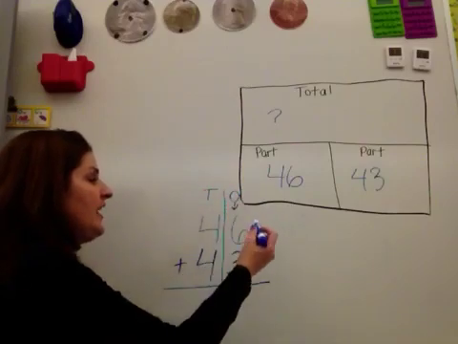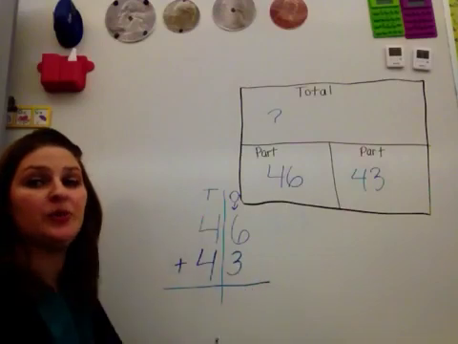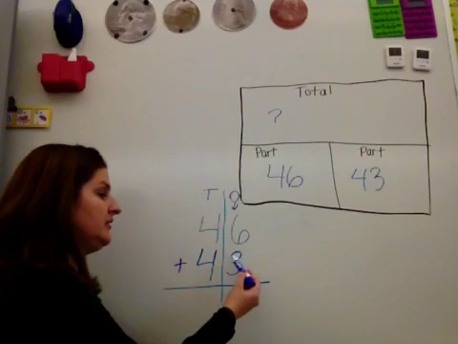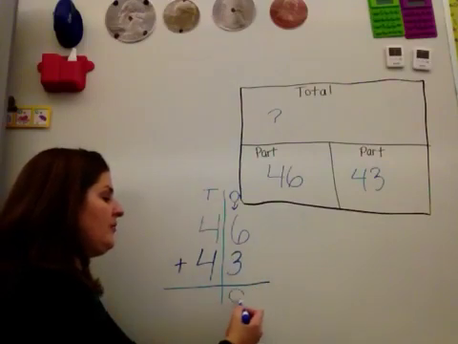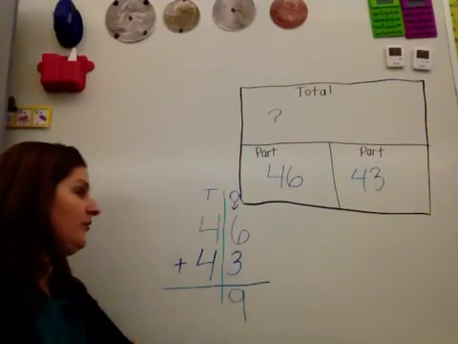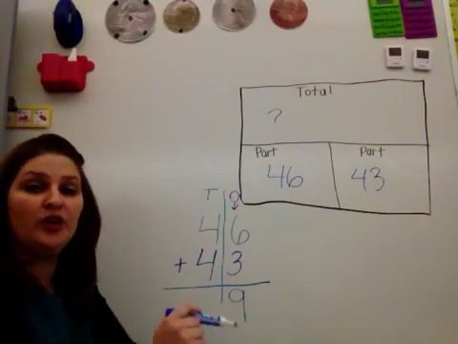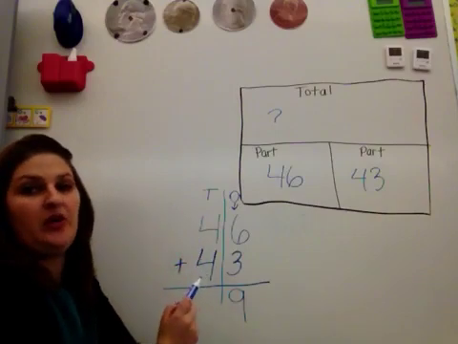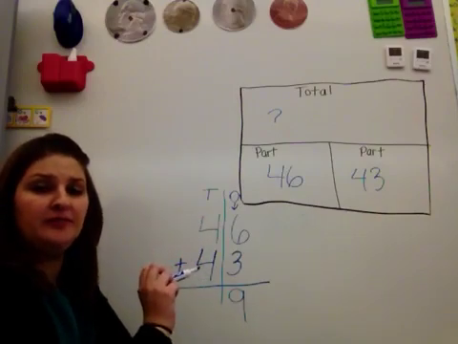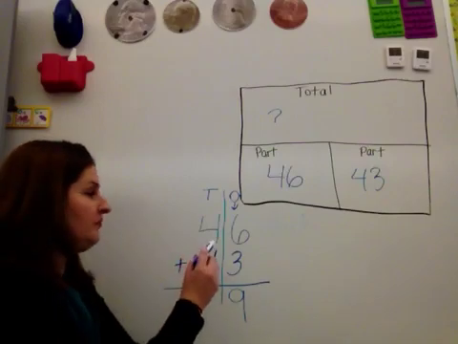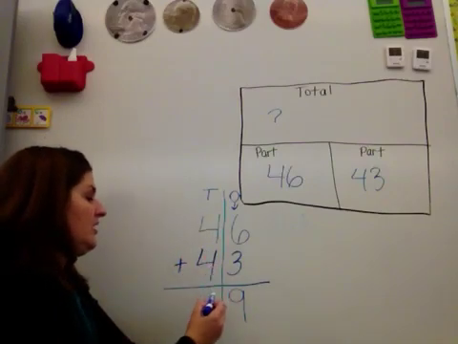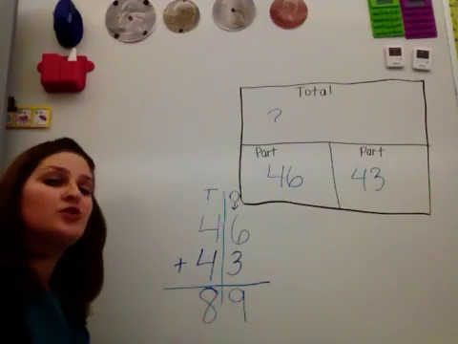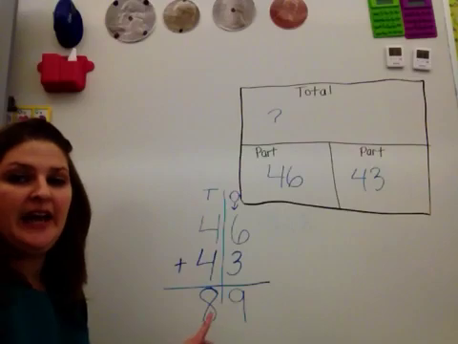When we start in the ones column, you're going to do 6 plus 3. So figure out what 6 plus 3 equals. You should end up with 9. So that goes below. Now you're going to move over to the tens column. So you need to figure out what 4 plus 4 equals. So figure that out right now. And you should end up with 8. So your total ends up being 89.